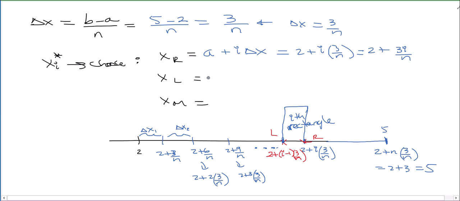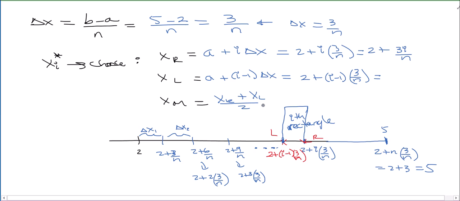Our left endpoint will be a plus, and then the one before, i minus 1 times delta x. So in our case, 2 plus i minus 1 times 3 over n, and then we can simplify that. And the midpoint is your right endpoint plus your left endpoint divided by 2. So find those, and it's the midpoint of that.